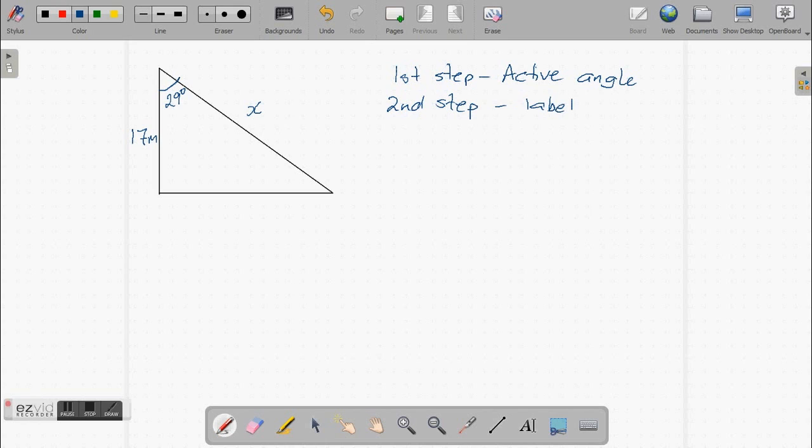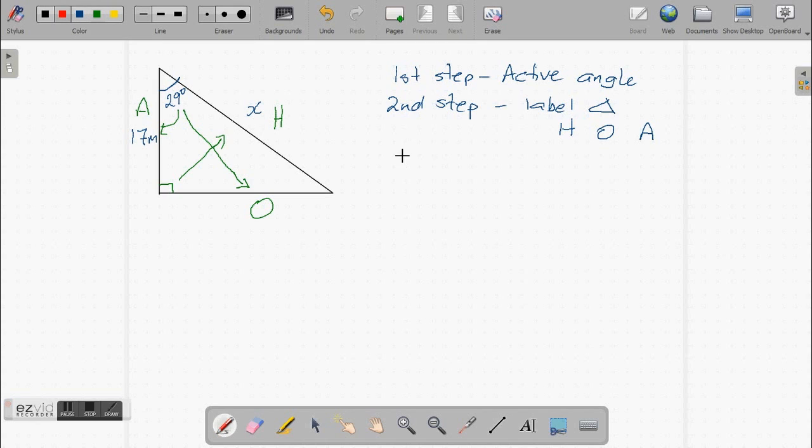As with the last video, we label them the hypotenuse, the opposite and the adjacent. And so we can see on this particular example we've got here that the side opposite the right angle is of course the hypotenuse. The side opposite the active angle is the opposite side, and the side next to the active angle is called the adjacent.